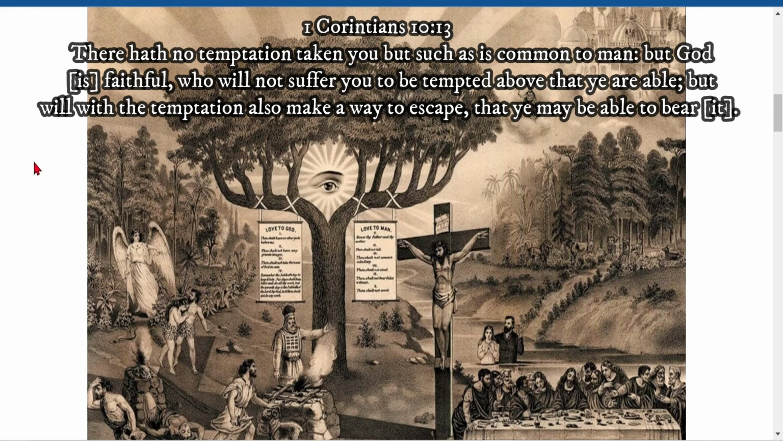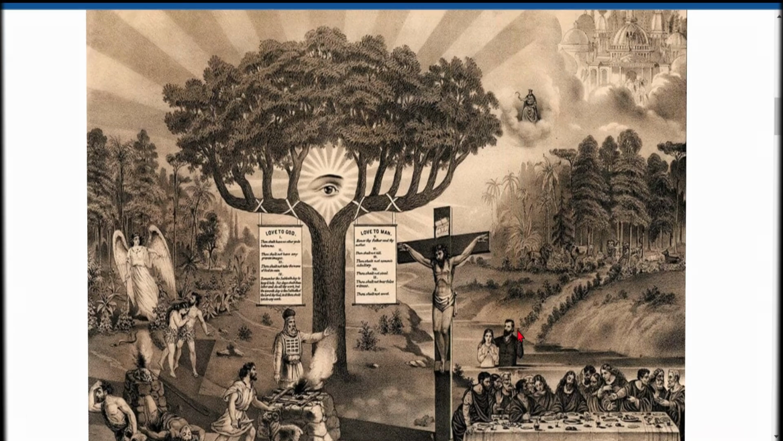So while he recognizes and sees our wrongs, he also recognizes and sees that he made a way for us not to commit those sins.